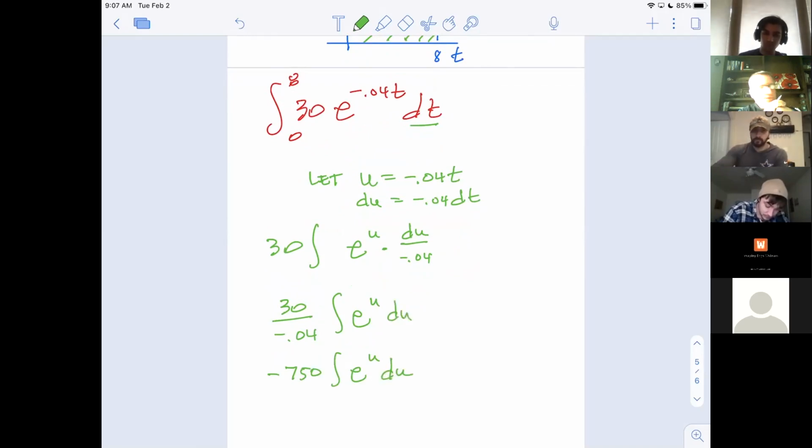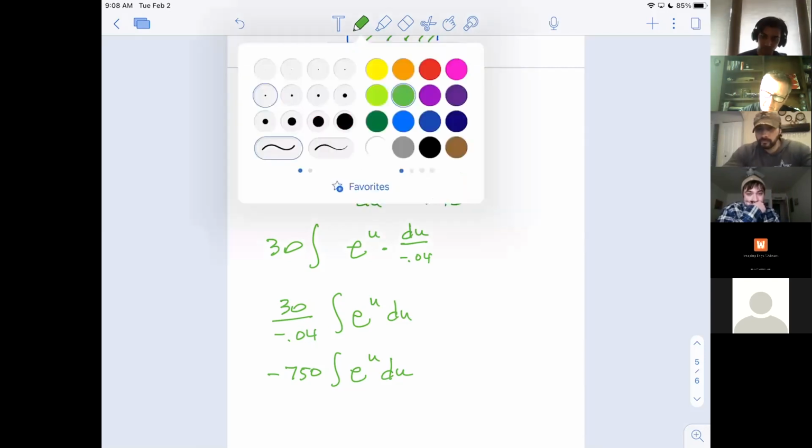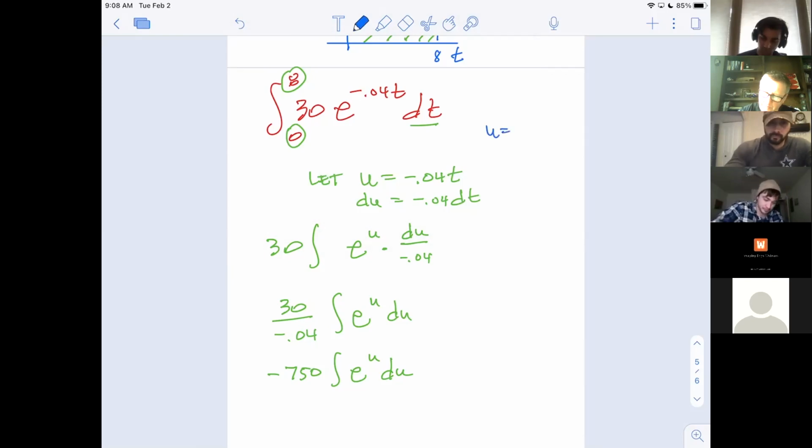Now again, you have a choice here. Should you just take the integral of that and then put the t back so that you can use 8 to 0? Or are you going to do a third step up here and actually switch out the 8 and the 0 for u values? Doesn't make any difference. For some reason this time I want to stay in u land, so I'm going to switch them out. So let's see, what would that be? u is equal to negative 0.04 times t. I think that's negative 0.32, isn't it?